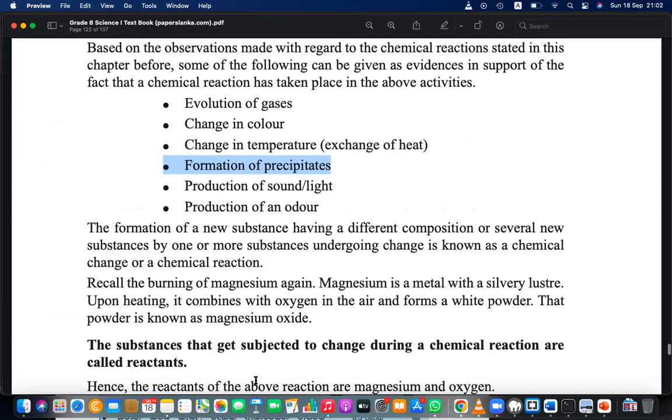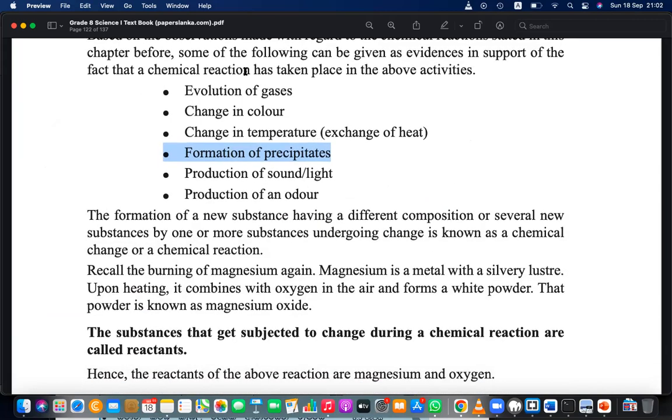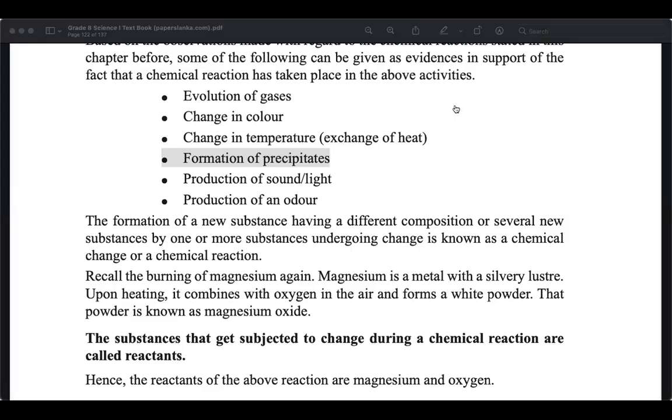In which reaction is an odor formed? Production of an odor. In which reactions? A fragrance or some kind of smell, right?